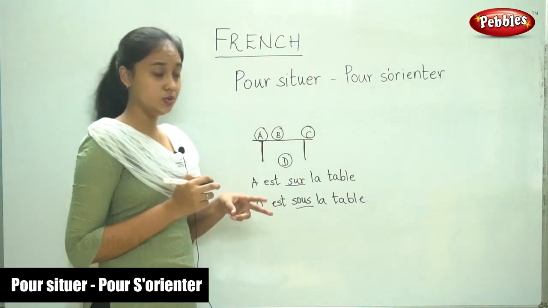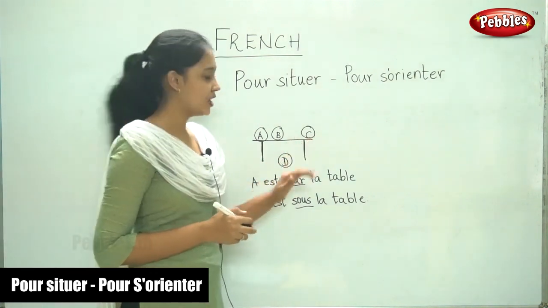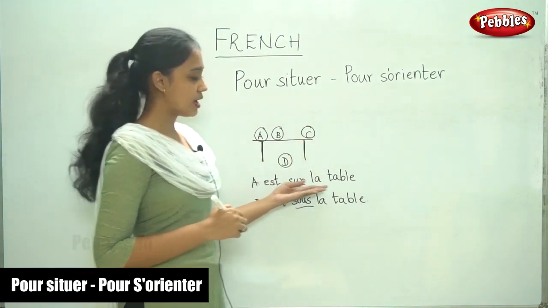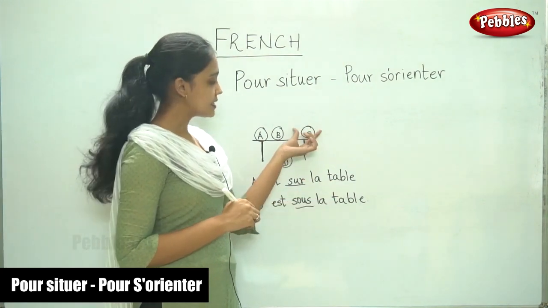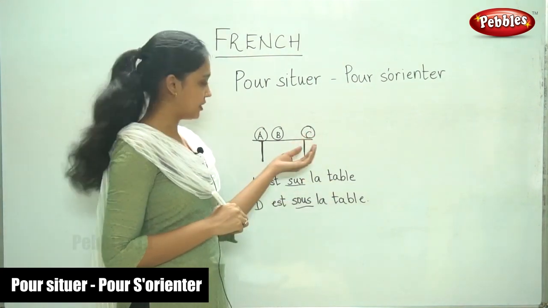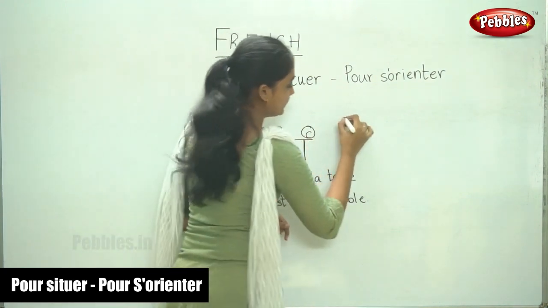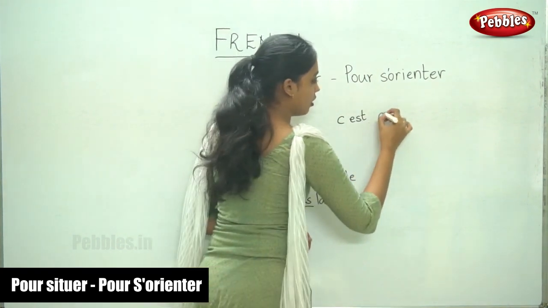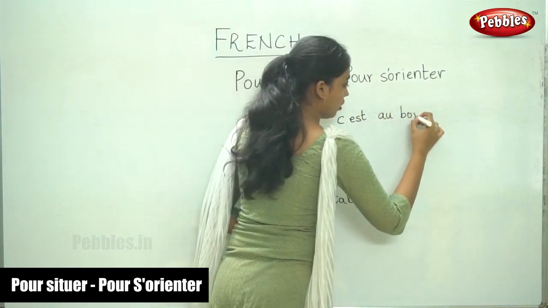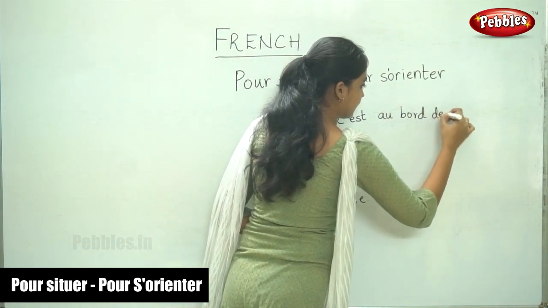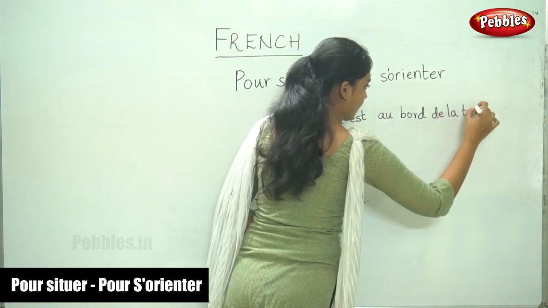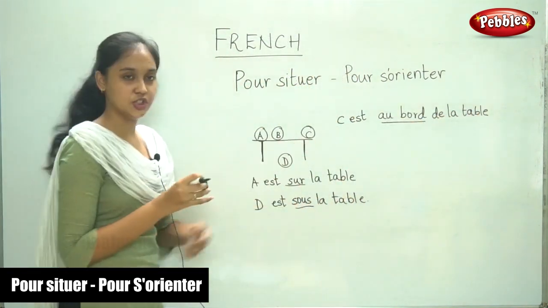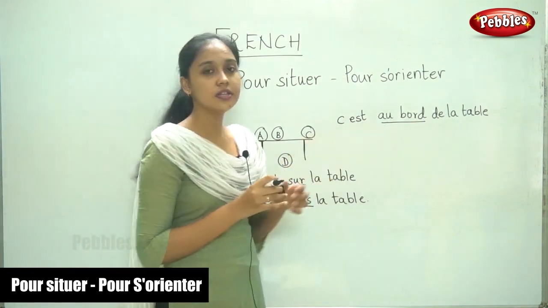So moving on to the other two objects, take C. Now C is also on the table. So you can say C est sur la table, or you can say that C is at the edge of the table. So you would say C est au bord de la table. Au bord, at the border or at the edge. C est au bord de la table.